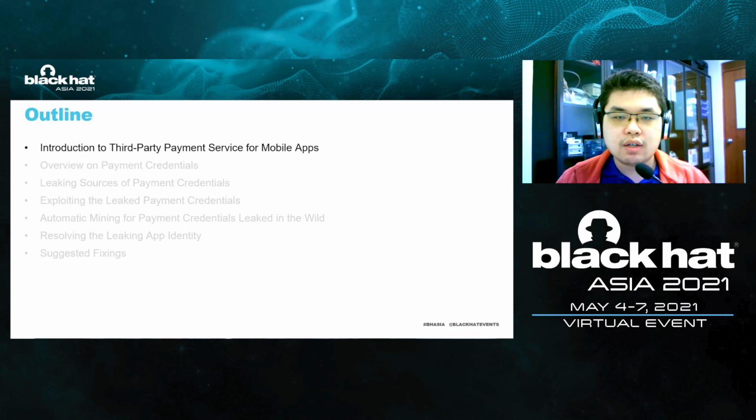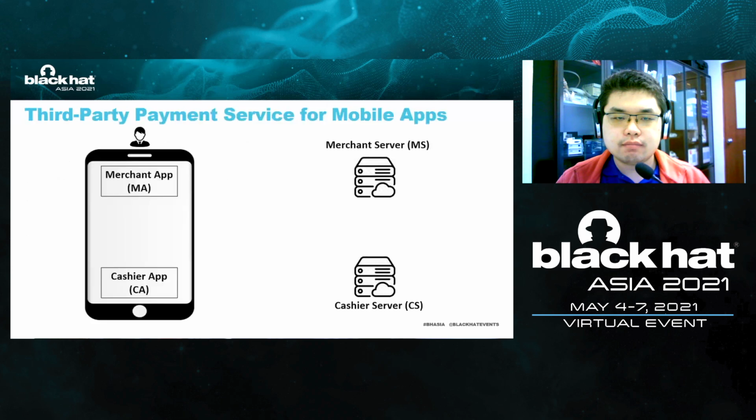So first, let's talk about what is third-party mobile payment service. In mobile payment, there are three parties involved, namely the cashier, the merchant, and the user. Notably, the cashier and merchant here stand for their backend servers, while the user is represented by the cashier app and merchant app installed on his smartphone. The target of the mobile payment protocol is for the user to pay the merchant app through the cashier.